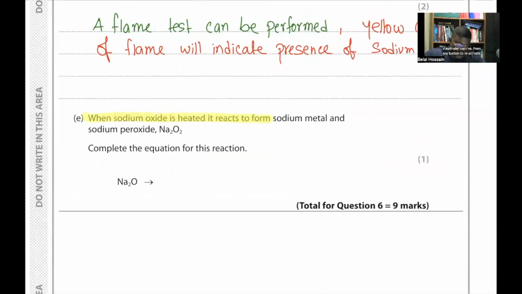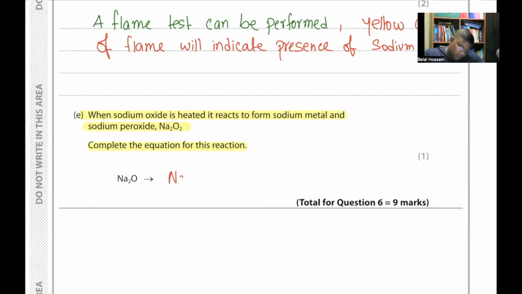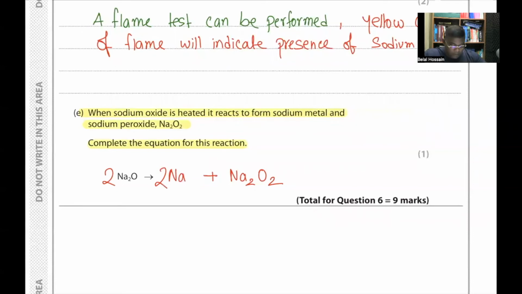When sodium oxide is heated, it reacts to form sodium metal and sodium peroxide, Na2O2. Complete the equation for this reaction. So sodium oxide, when heated, turns into sodium metal, and Na2O2 will also be produced. Now to complete this equation, we need to balance it. There are 2 oxygens on the right hand side. To balance that, we put 2 before Na2O, and that makes 4 sodium, so we have to put a 2 in front of this sodium to balance it out.